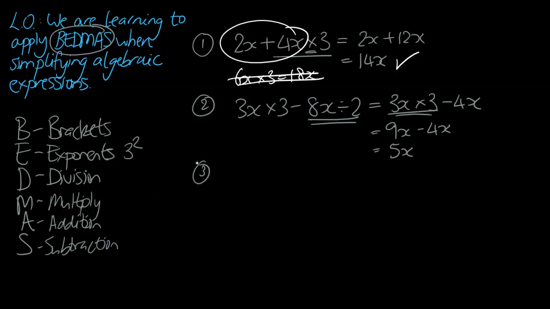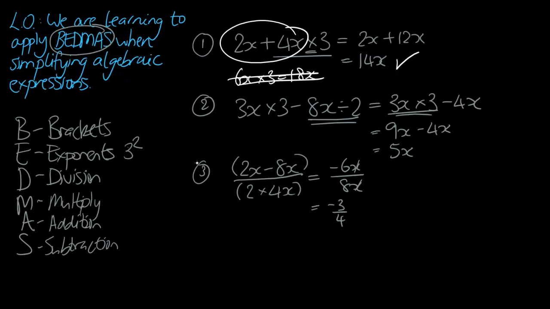Another thing we need to be aware of is brackets when we're looking at our algebra. So as an example, let's say we've got 2x minus 8x, all divided by 2 times 4x. So when we're doing that, you always have an invisible set of brackets on the top and the bottom. That means we've got to do the brackets first, which is going to get us to negative 6x divided by 8x. This here is really just division, so we're going to divide. We can cancel out the x's, and that becomes negative 3 over 4 as well. So hopefully this is beginning to make sense, and we're getting more and more confident with it.